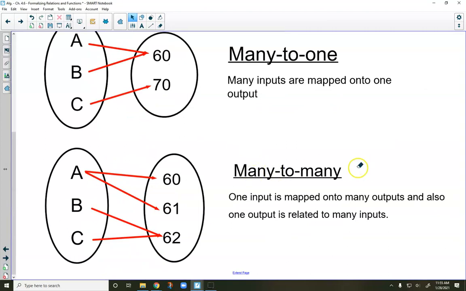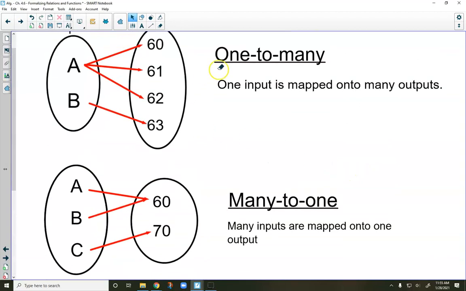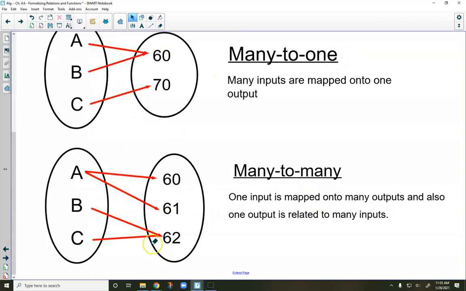And lastly, we have a many-to-many situation. A many-to-many situation is essentially if we have a 1-to-many and a many-to-one within the same mapping diagram. As you can see, we have A going to 60 and 61. That's a one-to-many situation. But B and C are going to 62. That's a many-to-one. When we see many-to-one and one-to-many, the many, again, beats out the word one, and it's a many-to-many situation. This would be not a function.